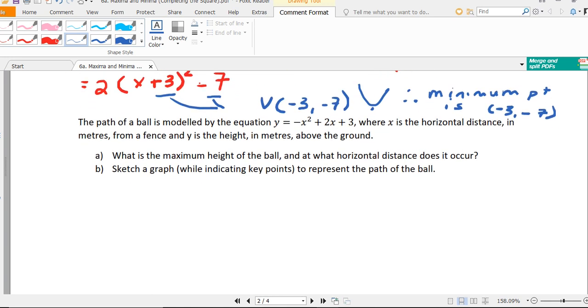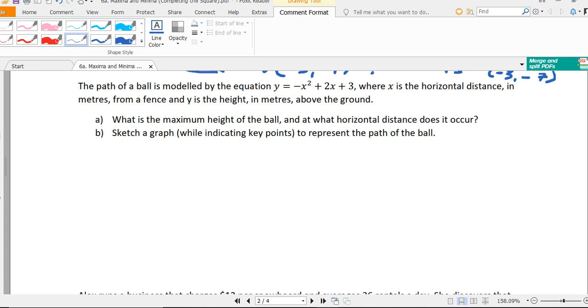And of course, you can stop this video anytime if you think you get it. But what I'm going to start doing is completing the entire worksheet for you. Okay? Alright, the path of a ball is modeled by this equation. So we're going to have y equals negative x squared plus 2x plus 3.